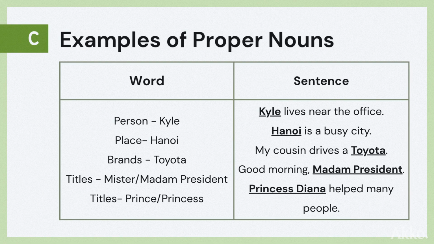Did you see the difference between proper and common nouns? Here, for proper nouns, we can see all of the examples are talking about a specific person, a specific place, or a specific thing.